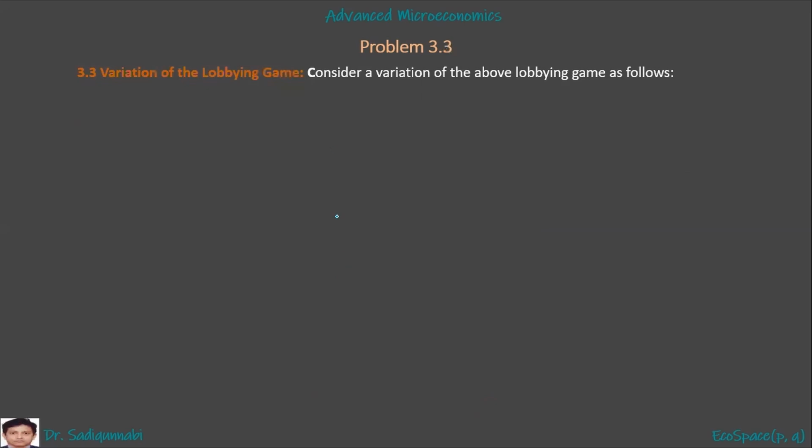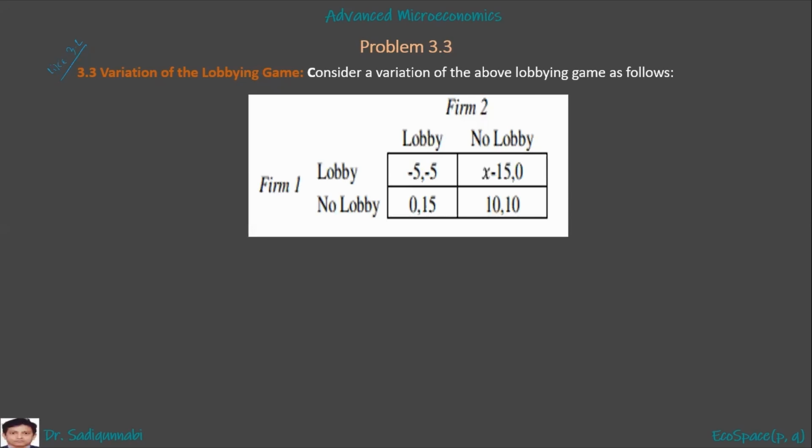Let's move to 3.3. 3.3 is a variation of the lobbying game, like 3.2. Consider a variation of the above lobbying game as follows. So the difference between 3.2 and 3.3 is here. In case of lobby, no lobby, there is a figure x minus 15. Previously, it was 15, 0 in 3.2.